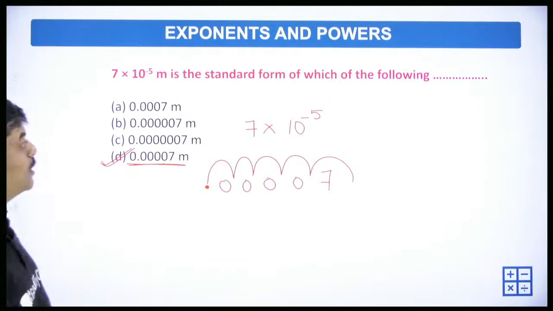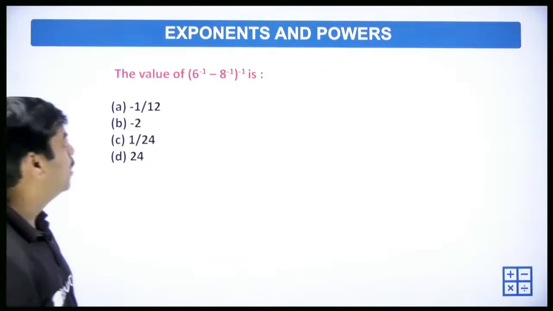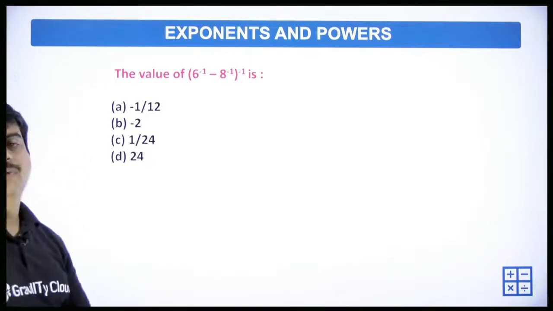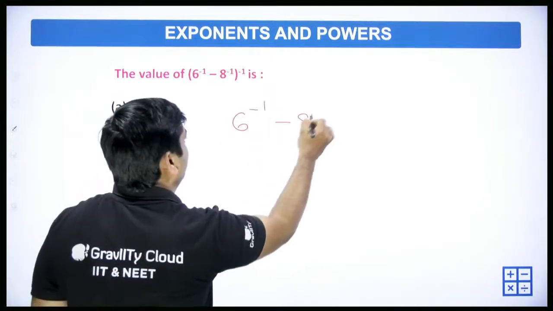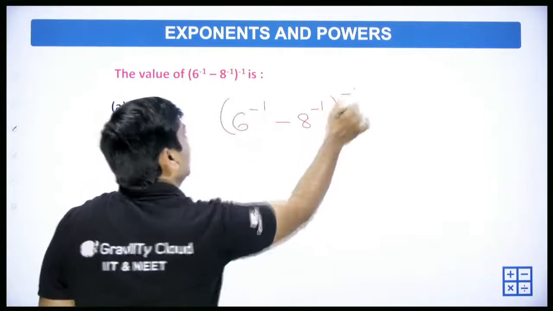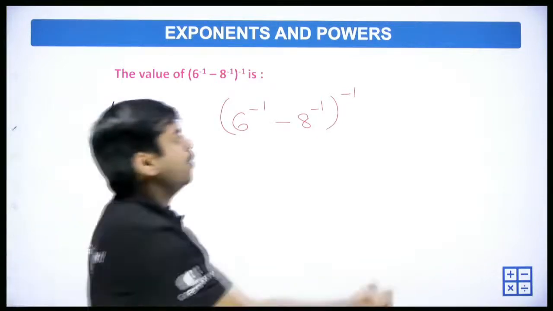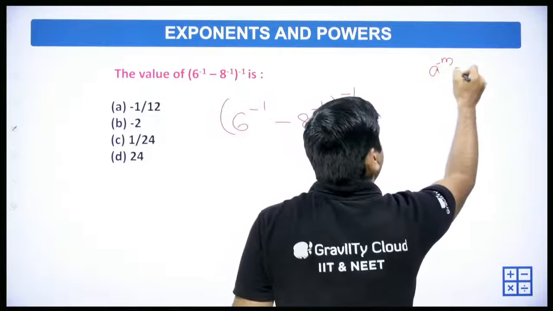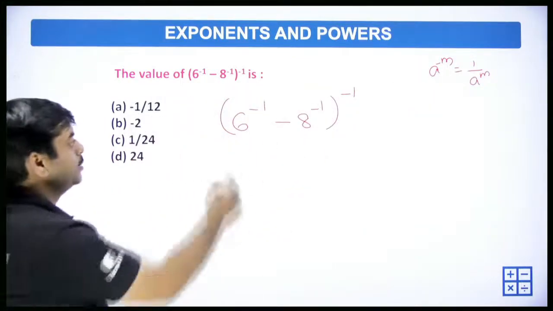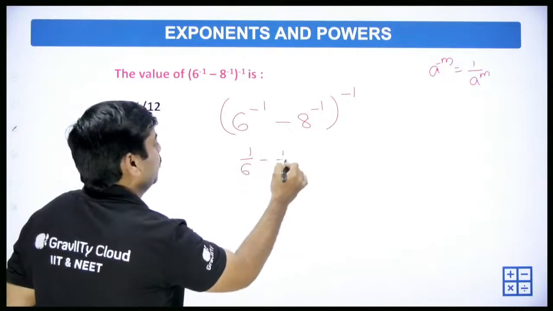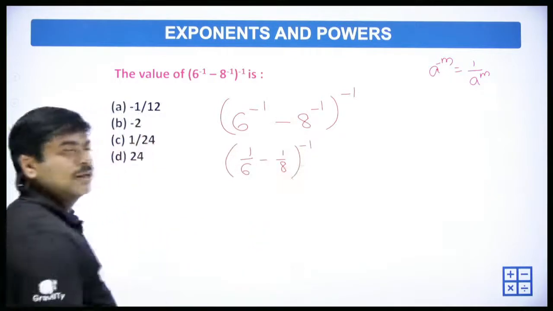Okay, so moving ahead, the value of (6 power minus 1 minus 8 power minus 1) whole power minus 1 is? 6 power minus 1, what do you mean by that? We discussed that a power minus m is equal to 1 by a power m. So this is 1 by 6 minus 1 by 8. Let's first find this value and then go for the outer minus 1.